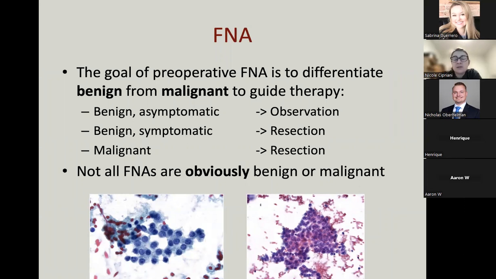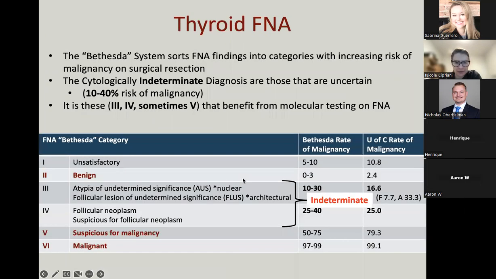So essentially the goal of that FNA, right, is to determine therapy. A benign asymptomatic nodule can undergo just clinical observation. As we said before, benign but symptomatic may require resection just for symptom purposes. And those malignant nodules undergo resection. But as I said before, not all are obviously benign or malignant, and that's that indeterminate category.